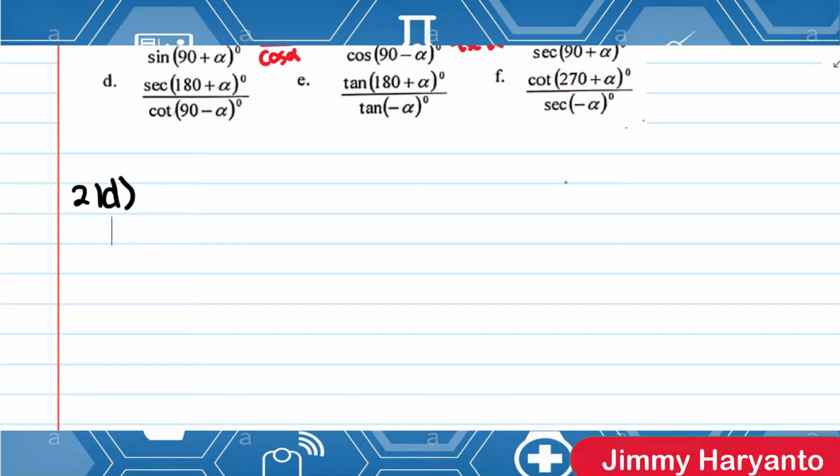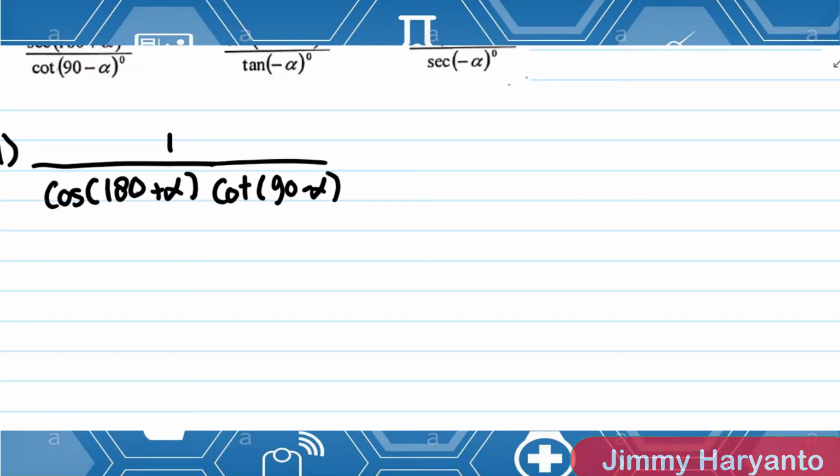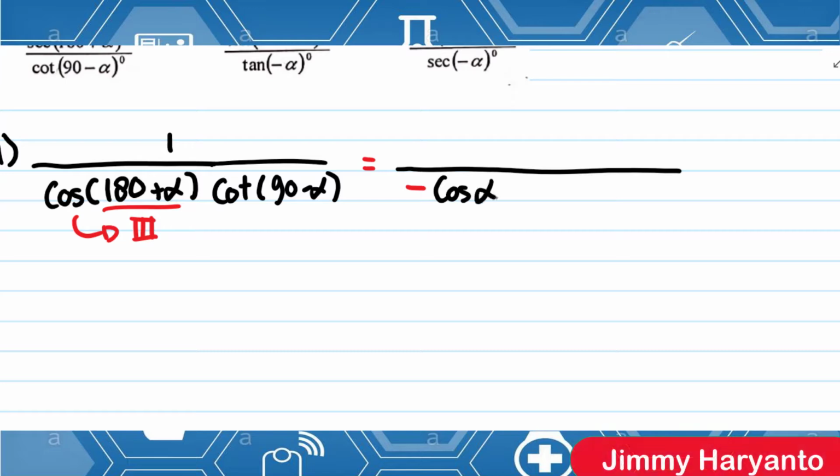Next is 21d. It's the same, so I have secant at the top, it will be cos at the bottom, cos 180 plus alpha, and then I have cotangent. Cotangent I will leave at the bottom, so it will be cotangent in the bracket 90 minus alpha. Okay, so for the first one, it will be quadrant 3. Cos in quadrant 3 will be negative, so I will write negative first, and then the benchmark is normal, so it will be cos alpha again.